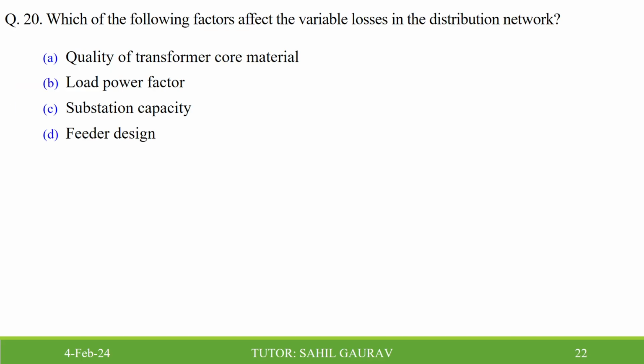Now coming to the 20th problem. Which of the following factors affect the variable losses in the distribution network? Options are quality of transformer core material, load power factor, substation capacity, feeder design. And one thing I want to tell here is that this is a multiple select question. More than one choice is correct.